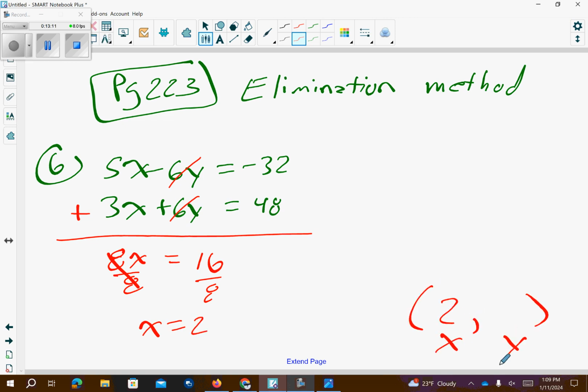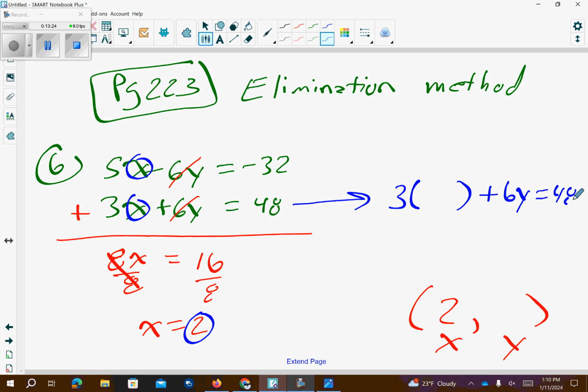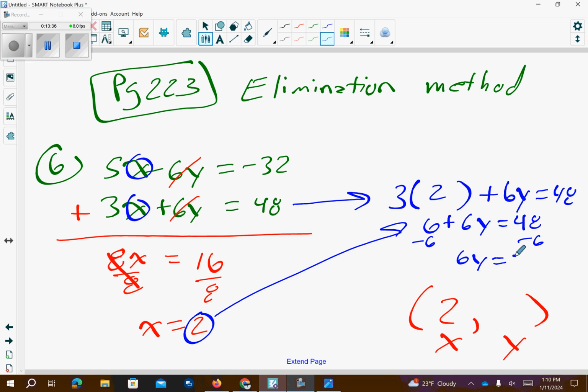So remember, it's an x and y for an answer. I'm going to take this 2, and I'm going to plug it into either of these. Doesn't matter which one. I might plug it into the bottom one, because I haven't picked the bottom one for a while. This is where x used to live, but we know that x equals 2, so we're going to plug it in. So that's 6 plus 6y equals 48. Subtract 6 from both sides. So 6y equals 42. Divide by 6. So y equals 7. There's our answer.